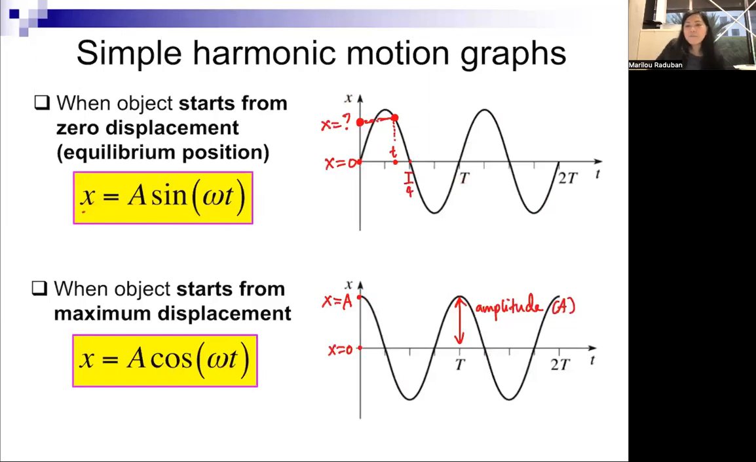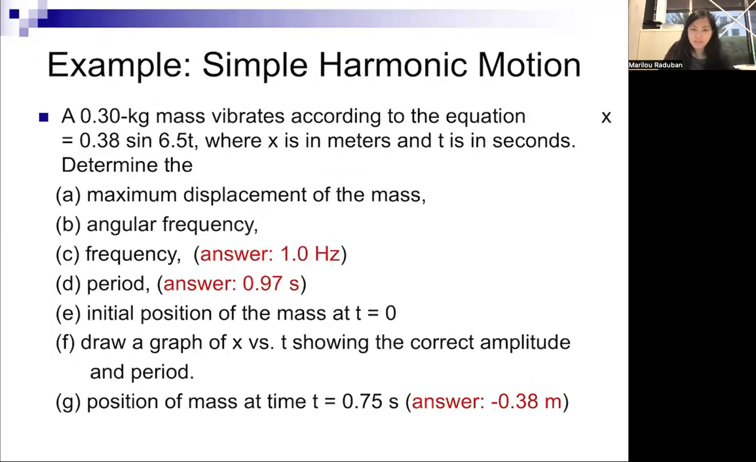Right. It's probably easier to understand that by looking at an example, right? Putting numbers into these symbols. So let's look at an example. Okay, so here there's a 0.3 kilogram mass that vibrates according to this equation. It's just a formatting issue. So the x here, yeah.